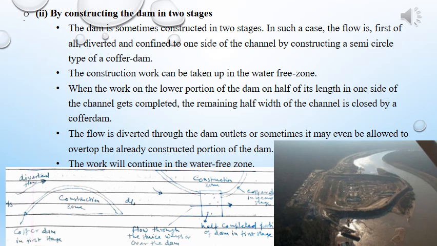When the work in the lower portions of the dam on half of its length on one side of the river gets completed, the remaining half width of the river is closed by a cofferdam. The flow is diverted through a dam outlet, or sometimes it may even be allowed to overtop the already constructed portions of the dam. So, the work will continue in the water free zone.